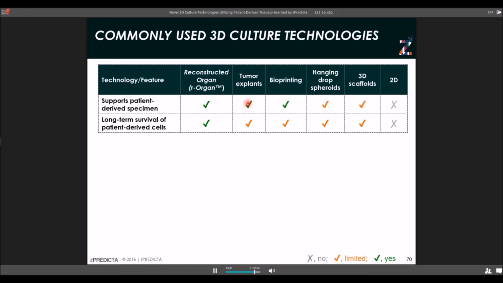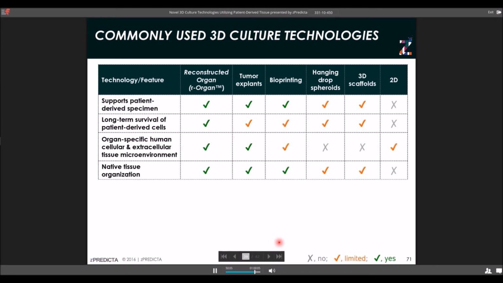But bioprinting tumor explant, especially once a microenvironment component is added, can really support patient-derived material, and the reconstructed organ technologies that we've developed, supplying the specific microenvironment and specific extracellular matrices, really can maintain these cells for at least 28 days. And in terms of having the organ-specific environment set up in the system, and my apologies, this 2D cultures can't actually do this. We'll correct it in the posted version of the webinar.